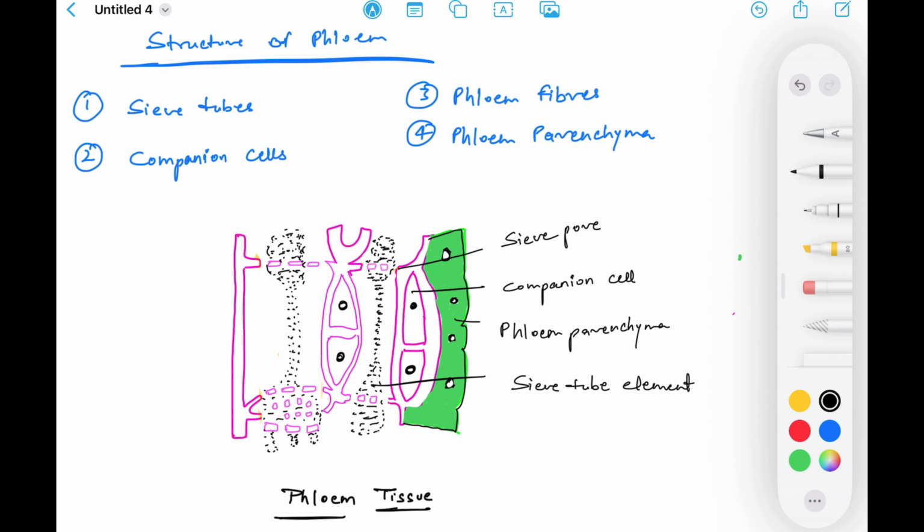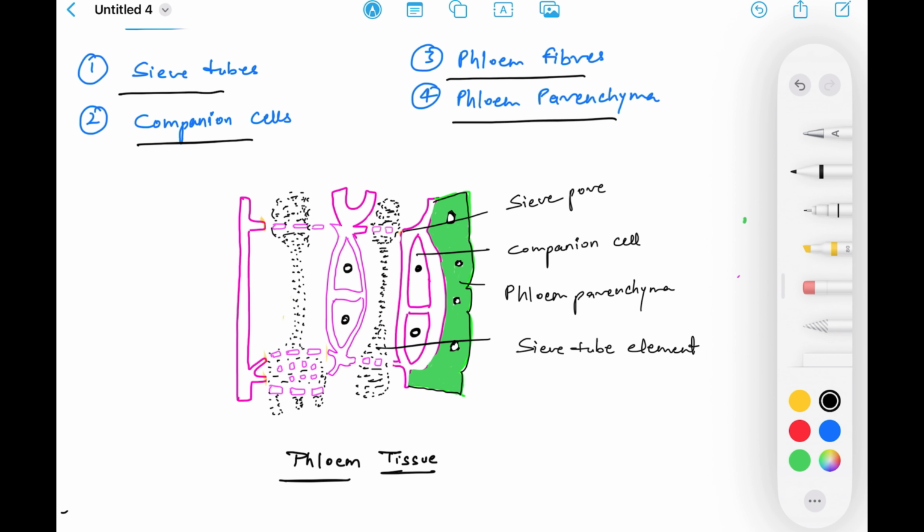The phloem is made up of four components: sieve tubes, phloem fibers, companion cells, and phloem parenchyma. Sieve tube elements are long, tube-like cells arranged one above the other. Their end walls have tiny holes called sieve pores. Here, they form a sieve plate.